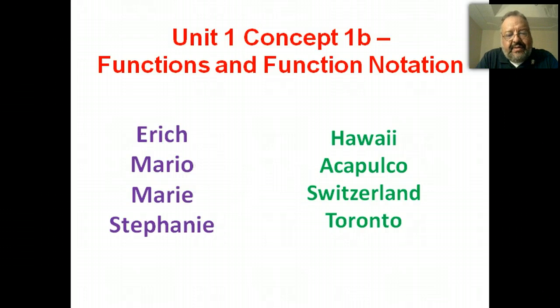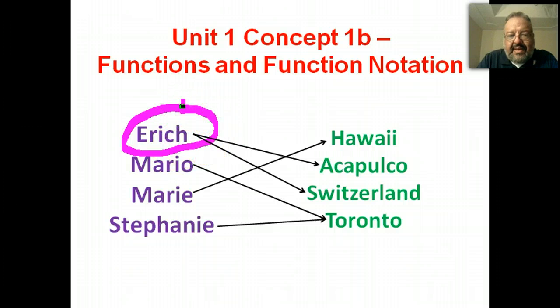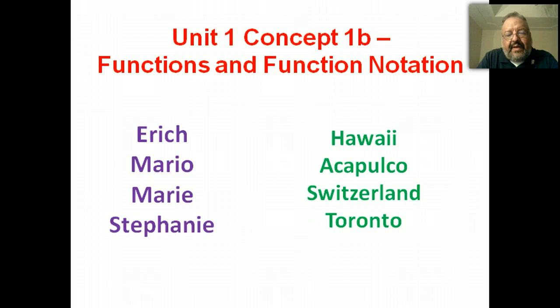Okay, let me show you something else. Okay, here's another example. See, Eric decides to go to Acapulco, but he also decides to go to Switzerland at exactly the same time. Now, Mario's going to Toronto, Marie's going to Hawaii, and Stephanie's going to Toronto also. Now, in this case, Eric cannot go to 2 different places. So right here, because of this, Eric cannot be in Acapulco and Switzerland at exactly the same time. So that is not a function.